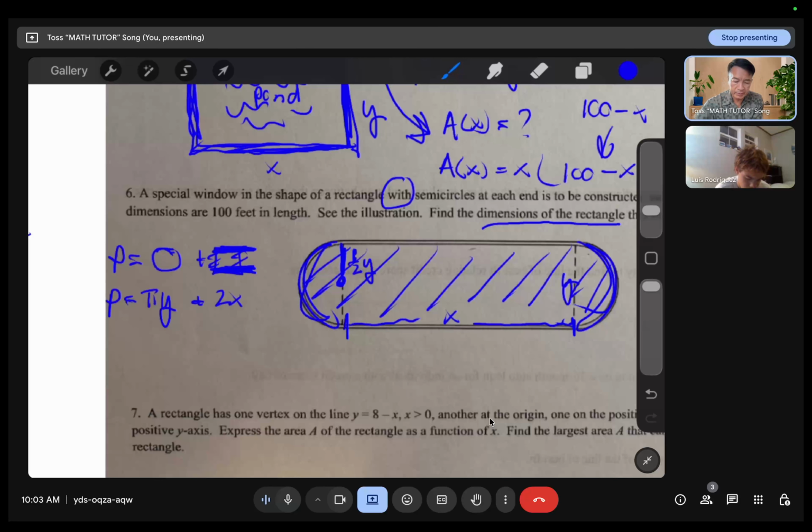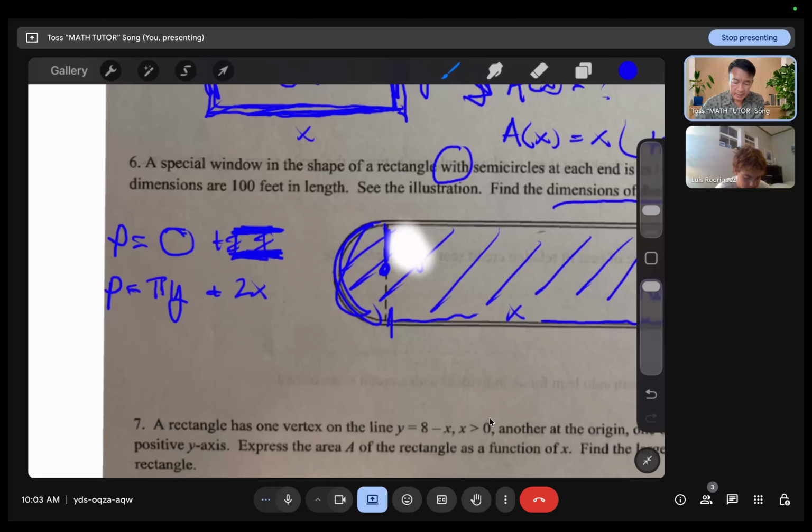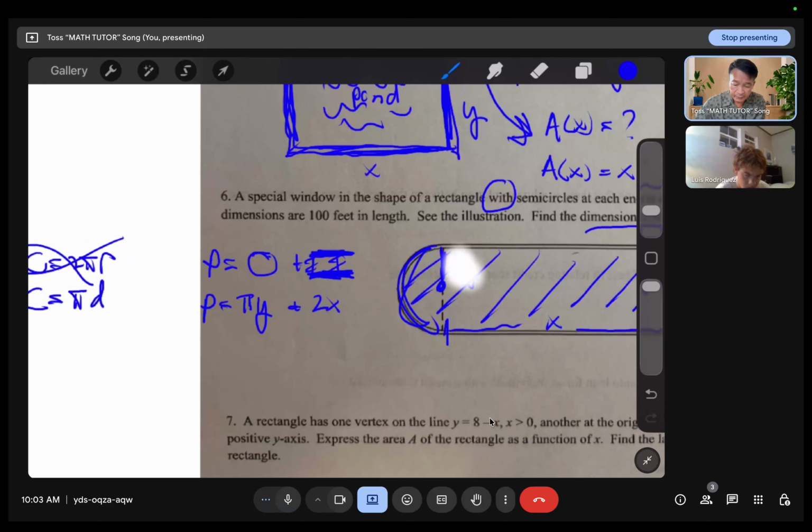Let me see, you agree? Pi times y plus 2x. So ignore the half y in there. Do you agree? Yeah, pi y. Pi diameter. Don't forget, we're doing circumference, not the area, for the perimeter. So now you can plug in the 100 feet for perimeter. It'll be pi y plus 2x.